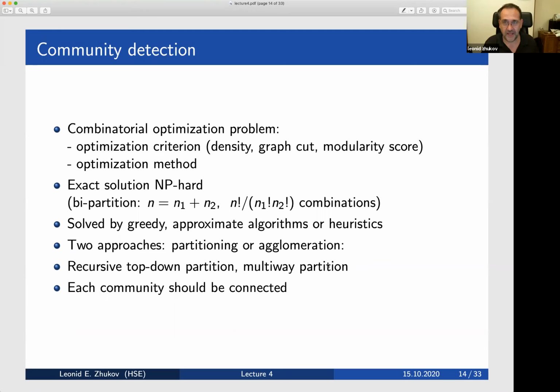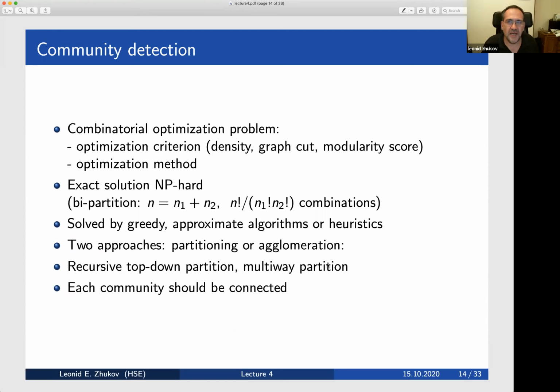Well, you have n nodes. Let's say they're not equal parts, but of course the total sum should stay, so it's n1 plus n2. The number of ways you can do this is n factorial divided by n1 factorial times n2 factorial, which is a hell of a lot, okay? And that's just bipartitioning, splitting in two. You don't know, there might be 3 clusters, 4 clusters, 50 clusters. So you just cannot go through all this.